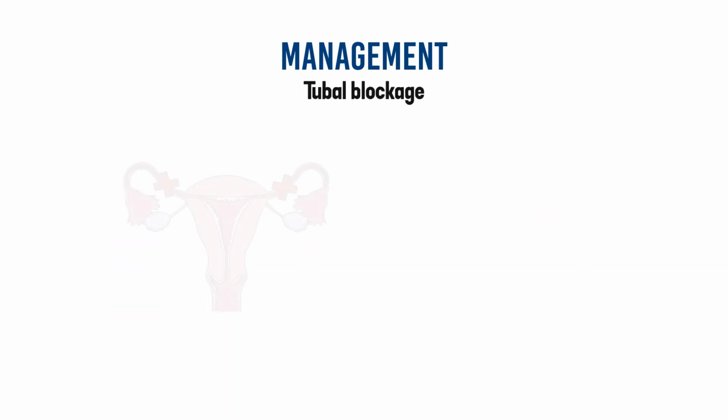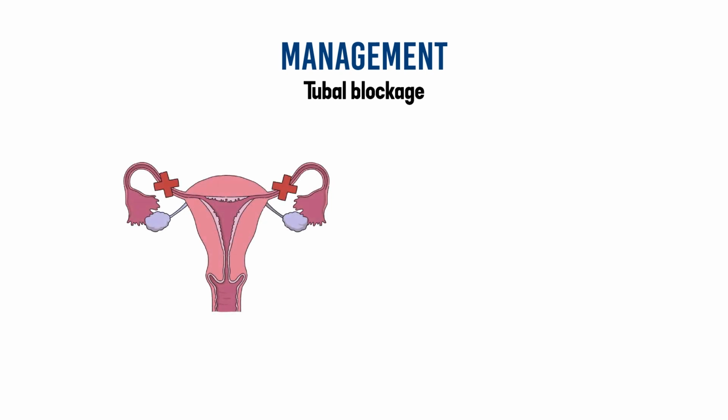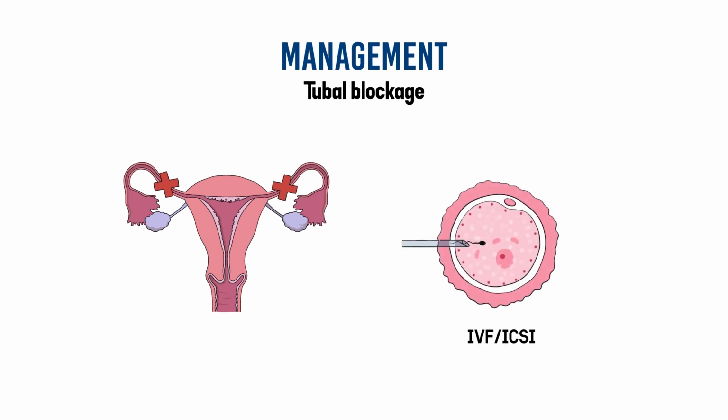If the cause of infertility is due to tubal blockage, this refers to ovulation occurring in the fallopian tube naturally, but with blockage of both fallopian tubes. The sperm is unable to reach the egg naturally in the fallopian tube. If the fallopian tubes are blocked, in vitro fertilization will be recommended.